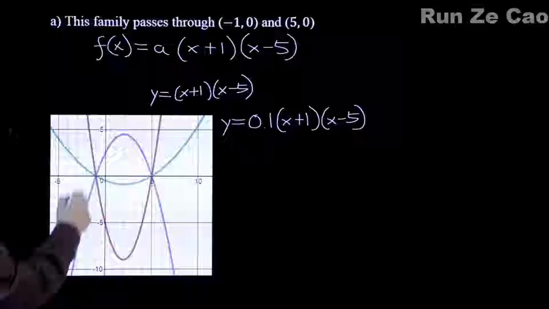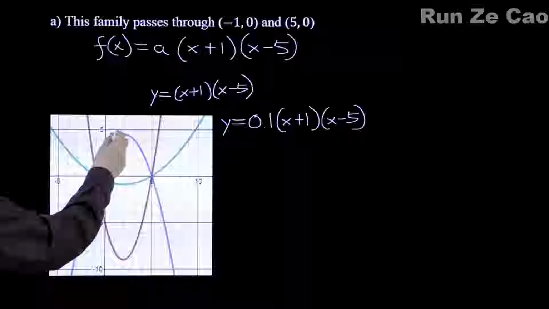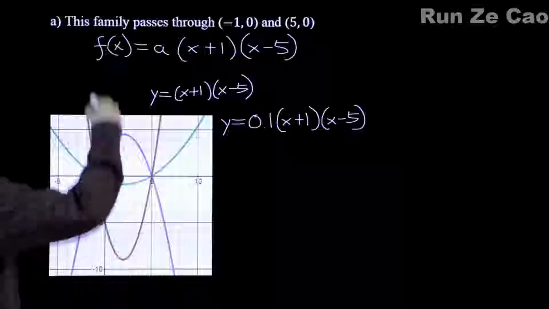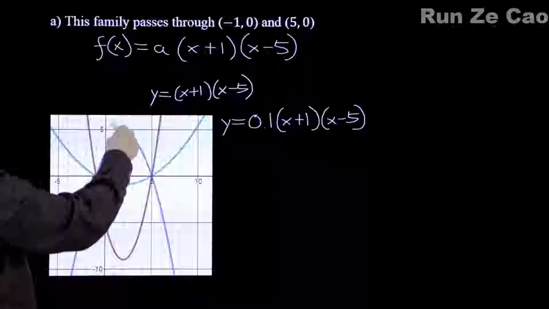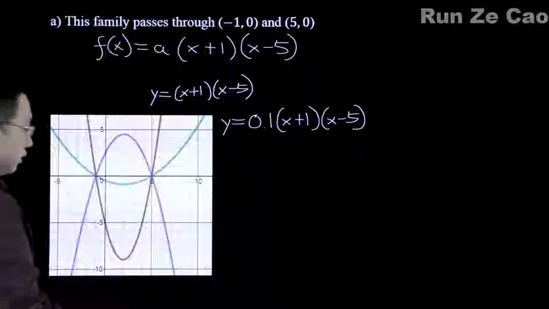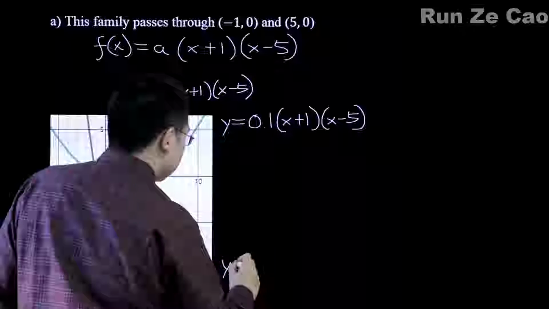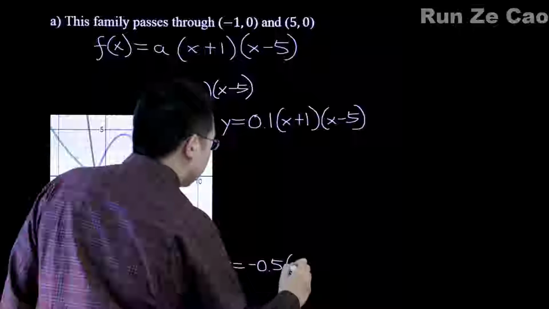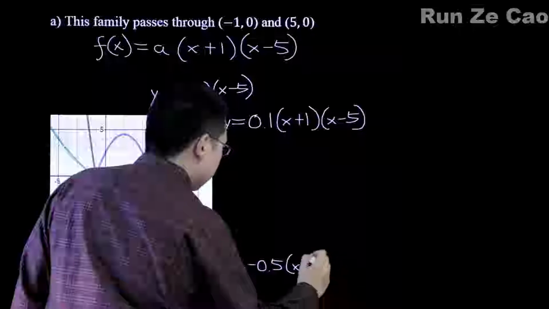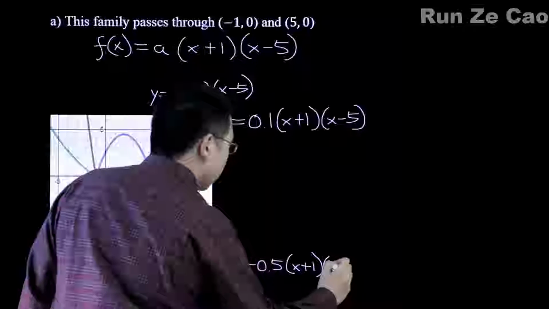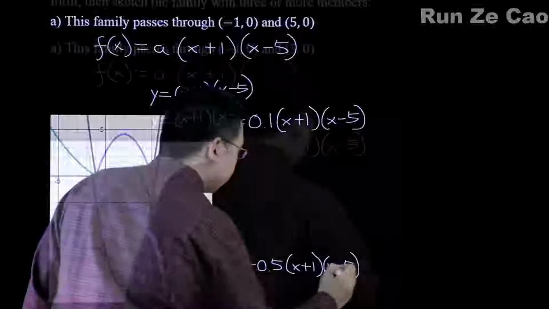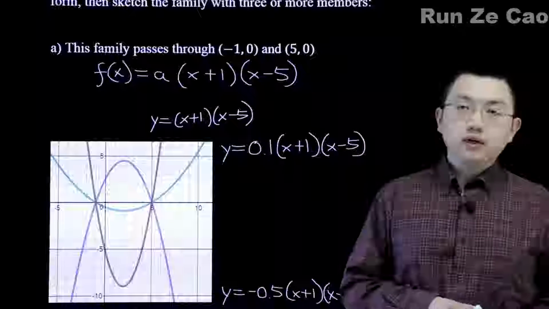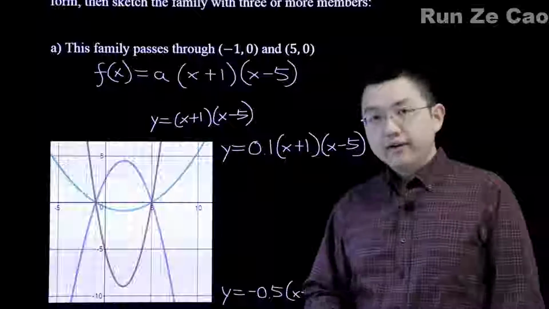Now what about this inverted one? Well, here it's 4.5 at its highest point. So you mirror it and it would be 9. So we scale that by half and we get negative 0.5 (x plus 1)(x minus 5).